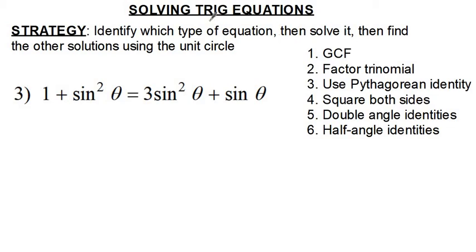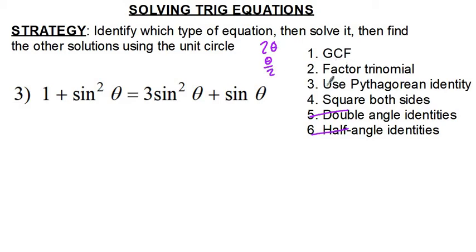Alright, so now we'll take a look at an example of one of the other strategies. Again, first thing is to identify which type of equation we're dealing with. Again, there are no double or half angle identities. There's no 2 theta. There's no theta over 2. So that's how we know there are none of those.